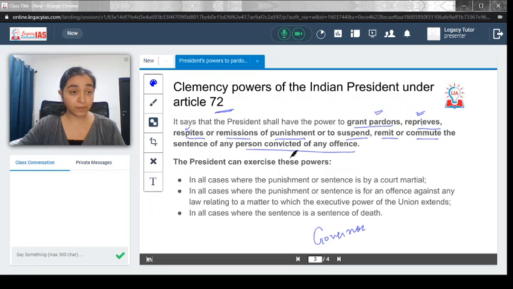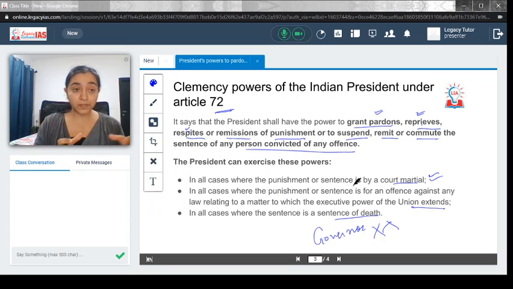Now, when can these powers be exercised by the President? In all cases where the punishment or sentence is by a court-martial. The case of court-martial can only be pardoned by the President, and such power does not exist for the Governor. Then in all cases where the punishment or sentence is for an offence against any law relating to a matter to which the executive power of the Union extends. So the President can pardon any conviction or any offence in which a Union law was violated, and in all cases where the sentence is a sentence of death. Again, the sentence of death cannot be pardoned by the Governor but can only be pardoned by the President.